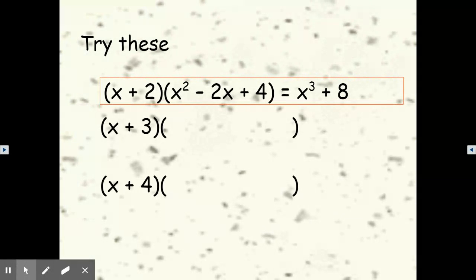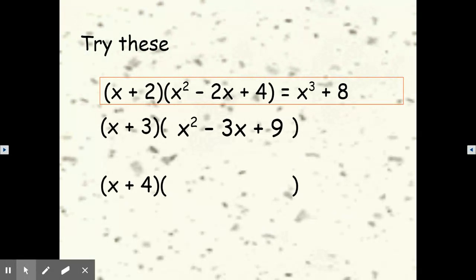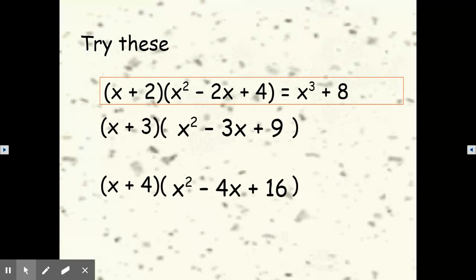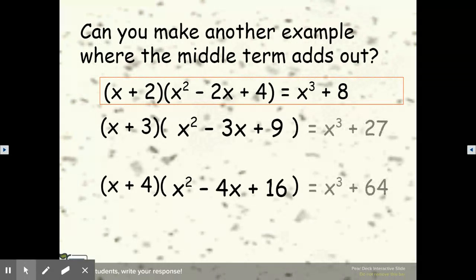So hopefully you got this. Well, this x squared is the same. That gives us our x to the third. Instead of 2x, we have 3x with a minus in front of it, just like the x plus 2 and x plus 3. And we have a 4 in the first one because it's 2 squared, and the second one's 3 squared, which is 9. If you multiply those out, you'd get x cubed plus 27. The next one, x squared minus 4x plus 16, follows the same pattern. So we have x cubed plus 27 and x cubed plus 64. If you multiply those out in a big box, you'll get that to work out.